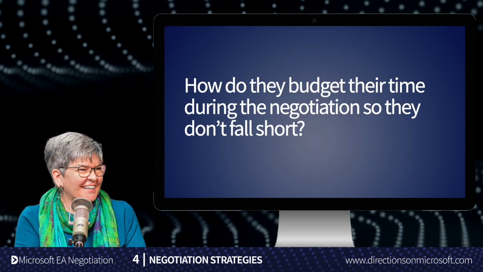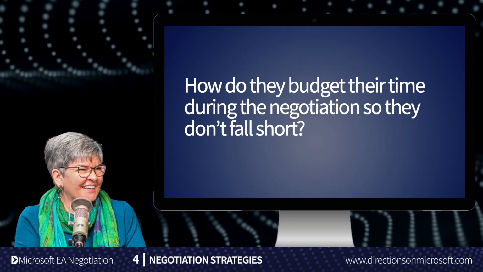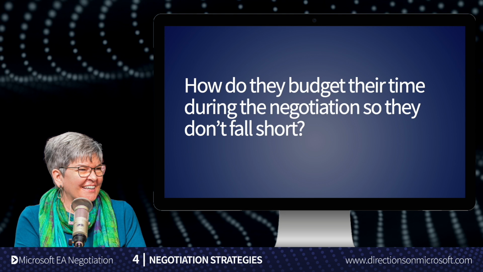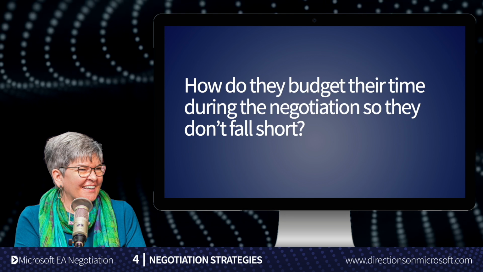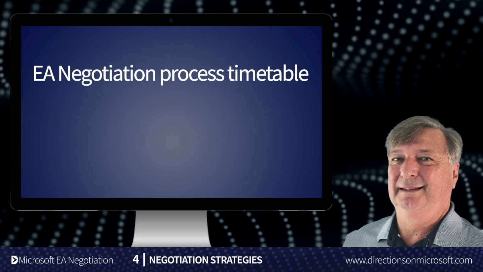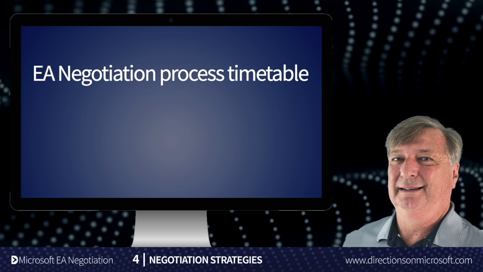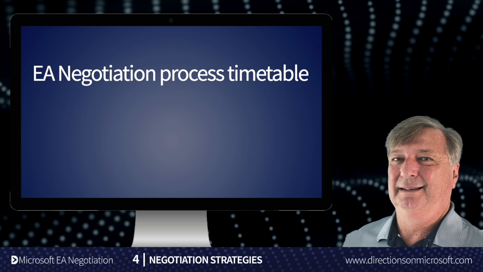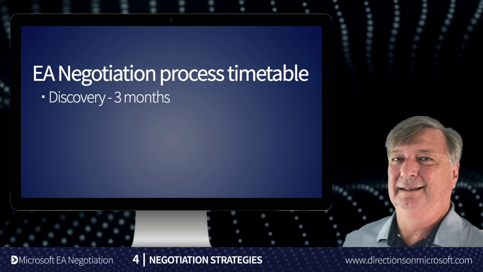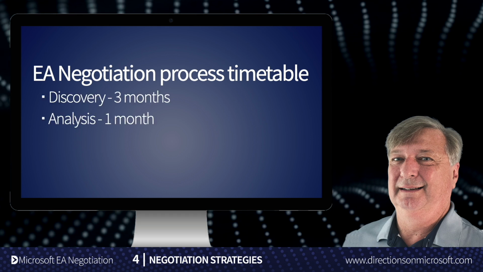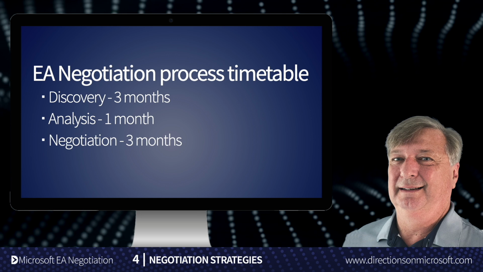So you say they need at least 3 months for a good outcome, but how do they budget their time during that negotiation process so they don't fall short? Normally, we recommend the entire process of an EA negotiation to be between 6 and 9 months. It takes about 3 months for discovery, 1 month for analysis, and about 3 months for negotiation.